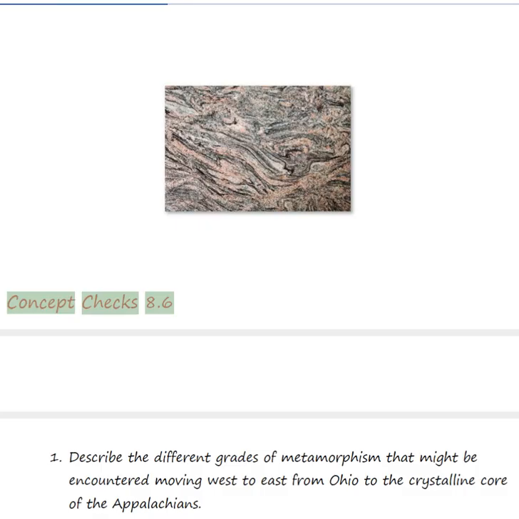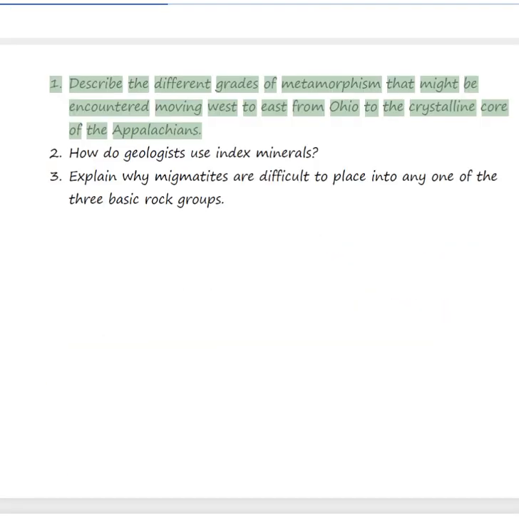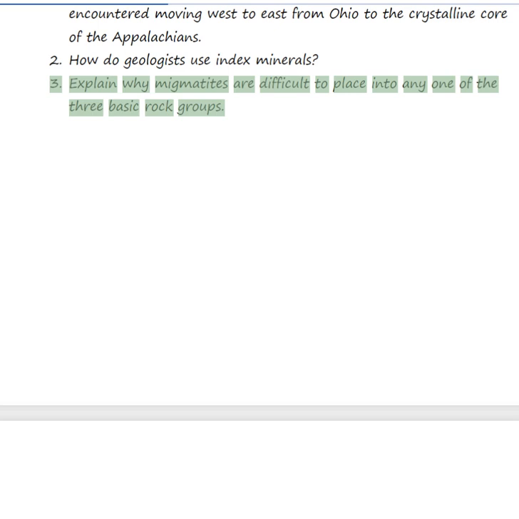Concept checks 8.6. 1. Describe the different grades of metamorphism that might be encountered moving west to east from Ohio to the crystalline core of the Appalachians. 2. How do geologists use index minerals? 3. Explain why migmatites are difficult to place into any one of the three basic rock groups.